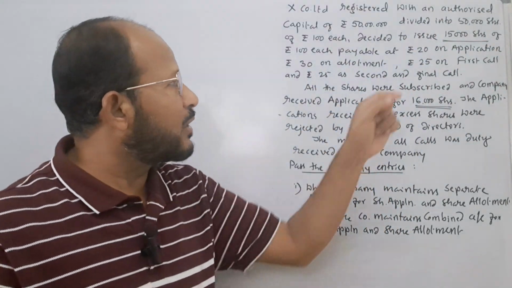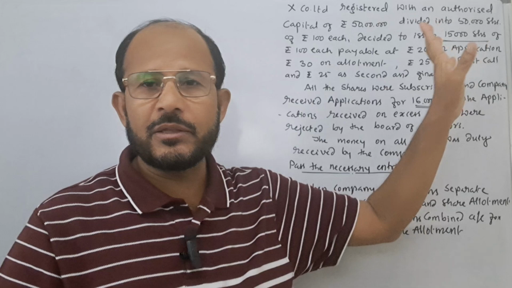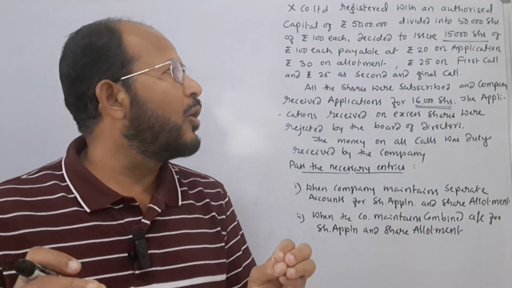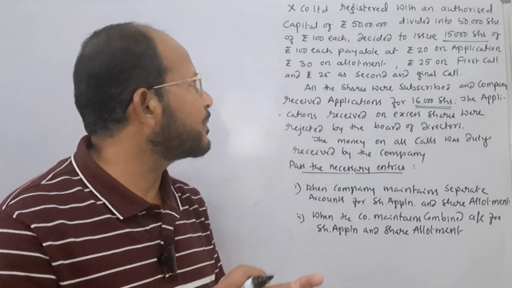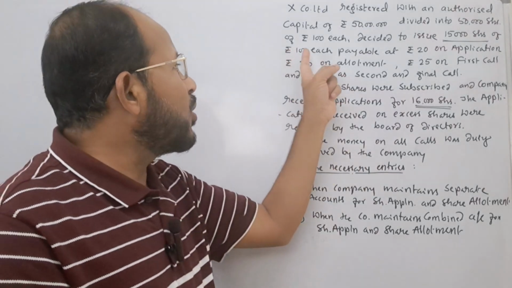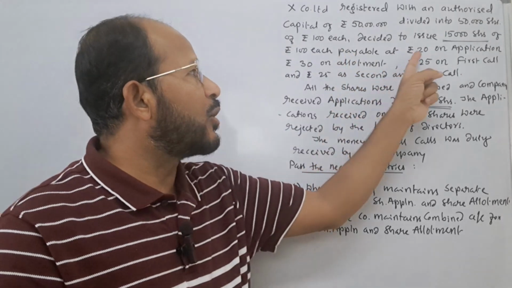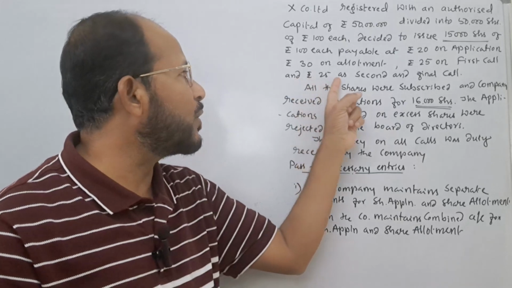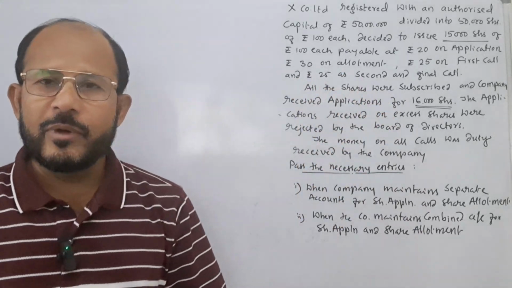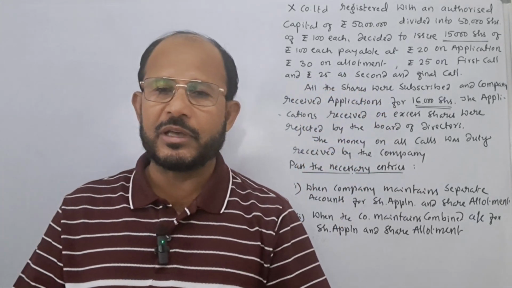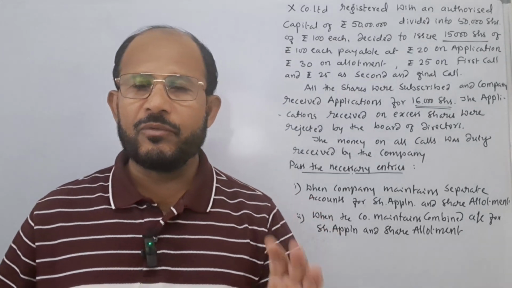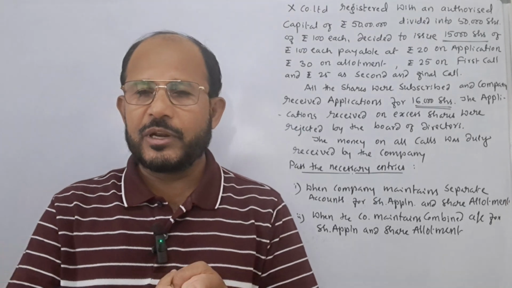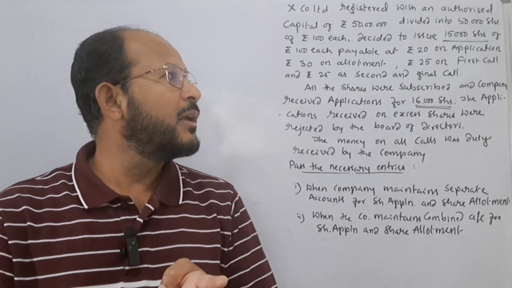Okay, fine. But now the company has decided to issue 15,000 shares. Out of 50,000 shares, the company has planned to sell how many shares? 15,000 shares. Of rupees how much? Rupees 100 each, payable at rupees 20 on application, rupees 30 on allotment, rupees 25 on first call, and rupees 25 as second and final call. It means rupees 100, the face value of the share, will be collected by the company in 4 different installments. First one is the application money, next is allotment money, then first call, and next is second and final call.